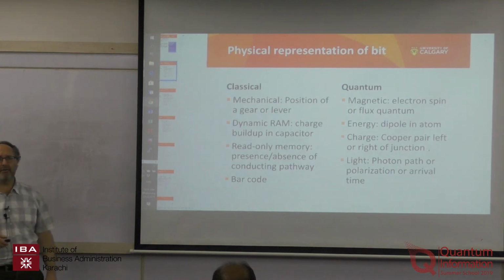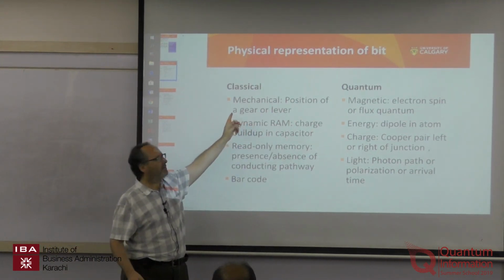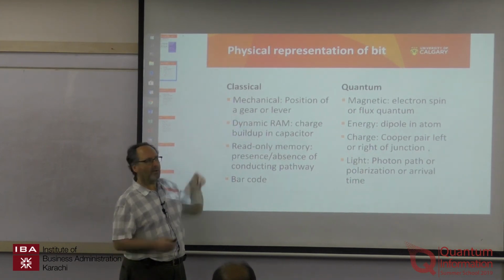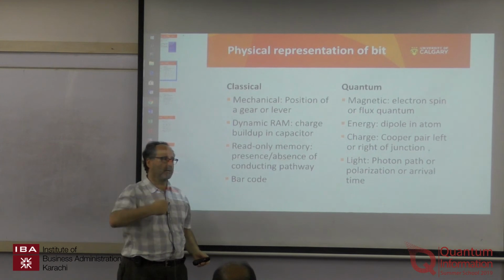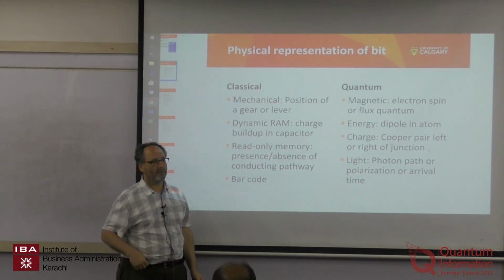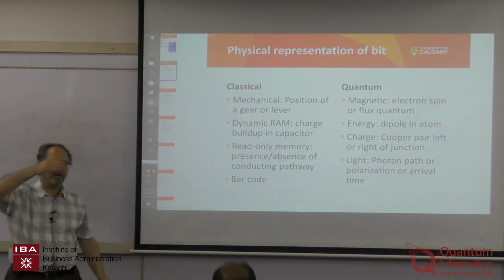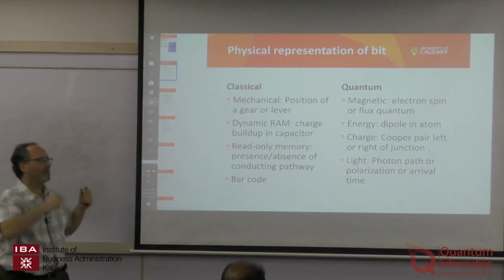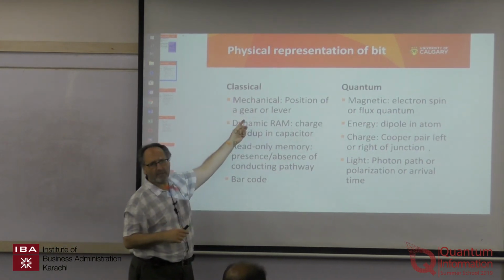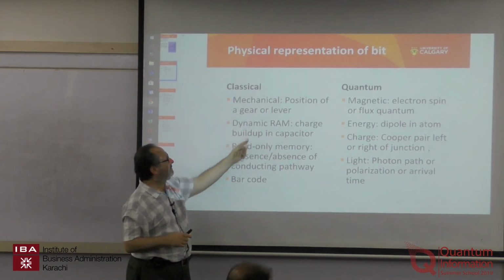Position of a gear or lever. If you think about it, people actually make Turing machine type systems now, where you have a head going up and down to read, and gears that can move. These are mechanical bits. Really, the position of something encodes the bit.